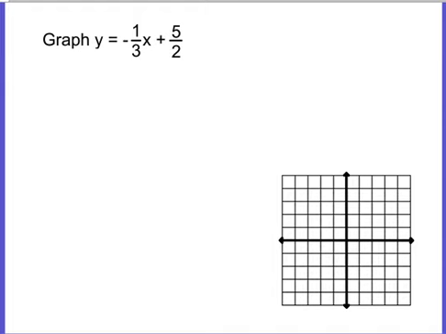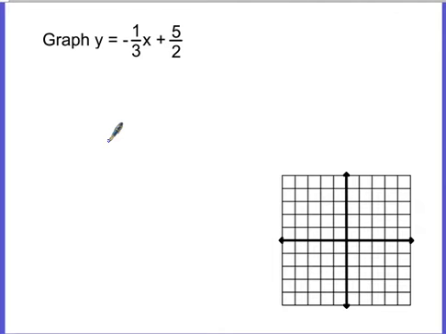Graph y equals negative 1/3 x plus 5/2. That's just ugly. That's gross. Why would I do something like this to you? What have you done to deserve this? Nothing. That's funny.